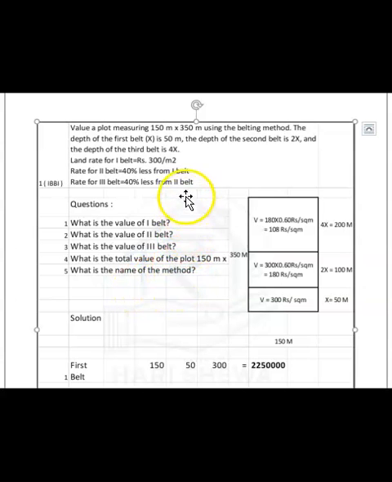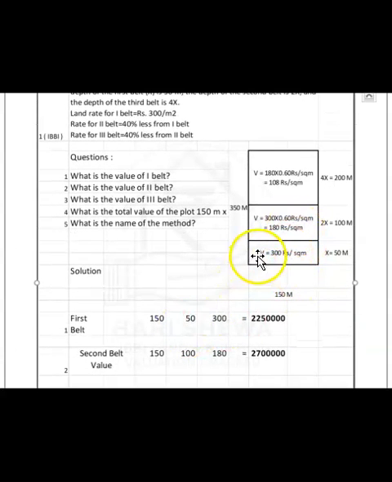Belting method. So the total is 350. Length of plot 350, and 150 is the width. First belt depth x is 50 meter. Second belt depth is 2x, means 100 meter. Third belt remaining depth is 4x, here 200 meter. 200 plus 100 plus 50, total 350 meter. Width is 150 meter. So the first belt rate is given, 300 rupees. The first belt area 150 into 50 into 300.